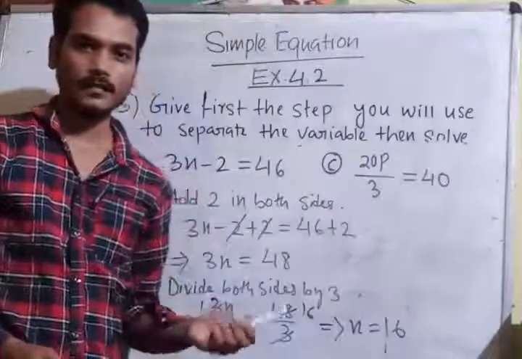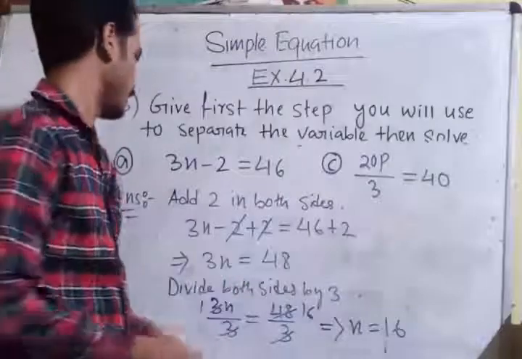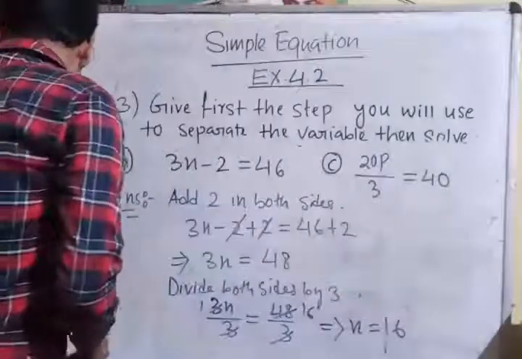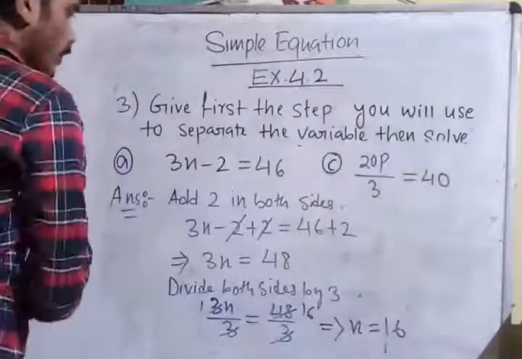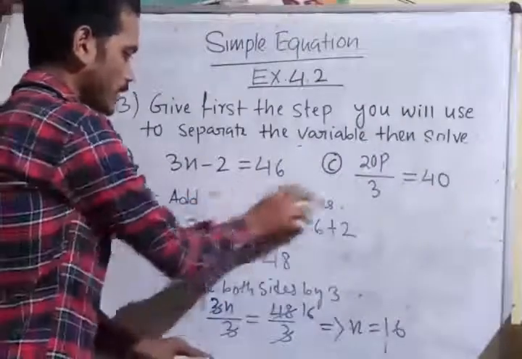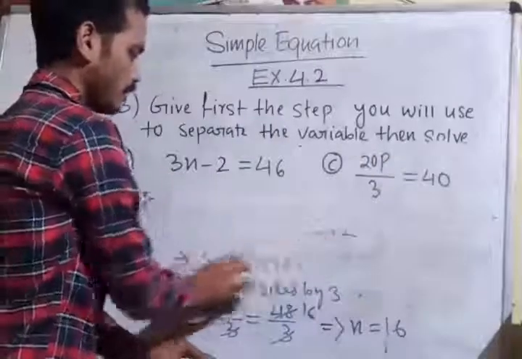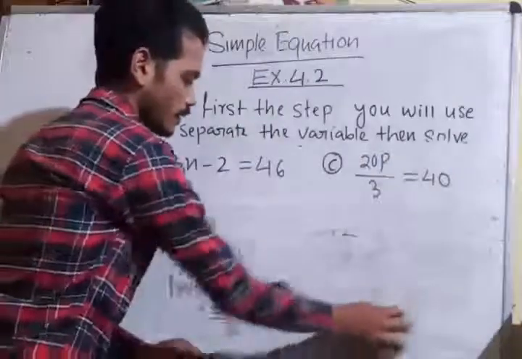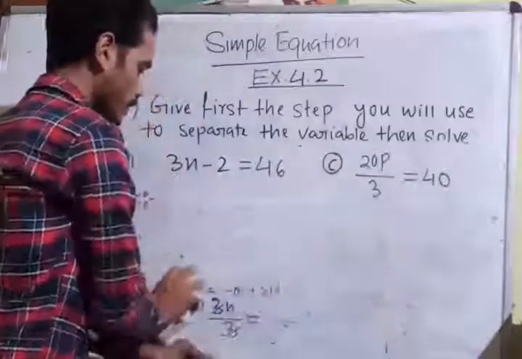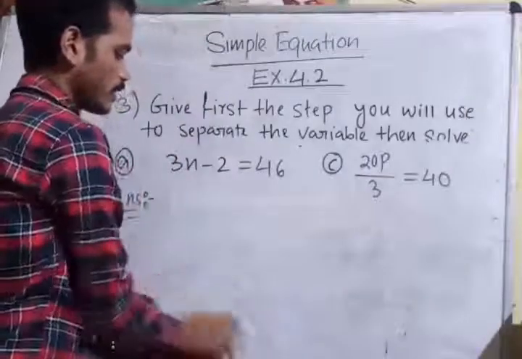So this is the number B. Now let's see the number C. If two things are there, you have to write steps for both the sides. So now the number C. This is also very easy. Already we have discussed in question number 1 and 2. So same thing only you have to do.